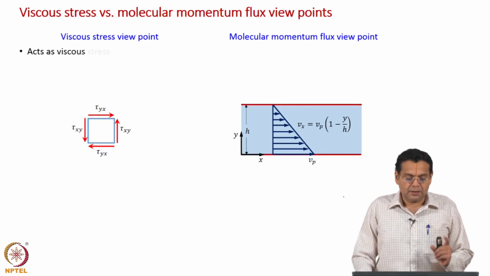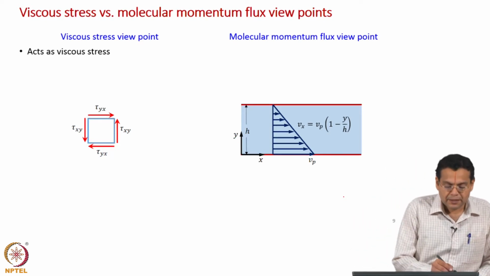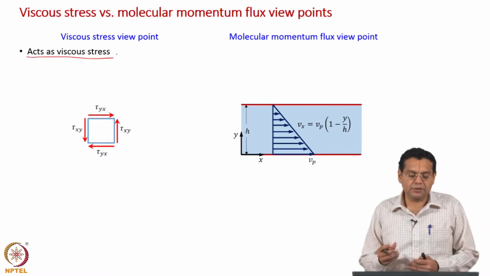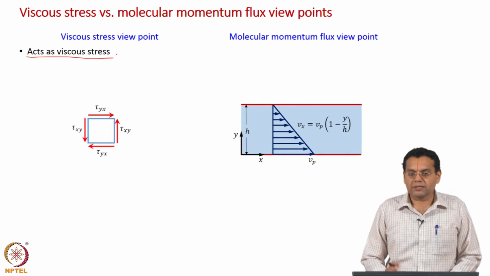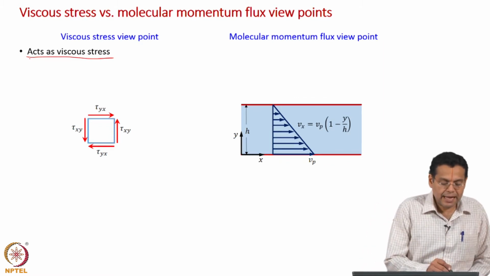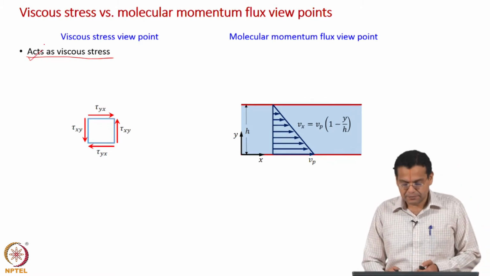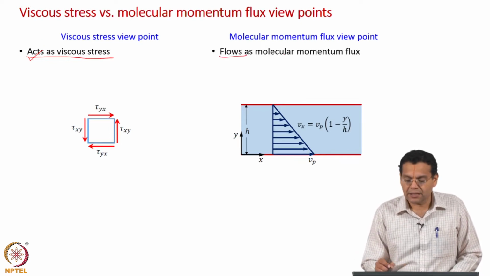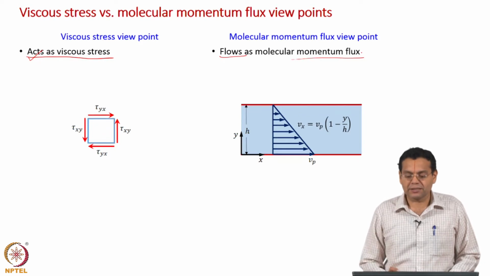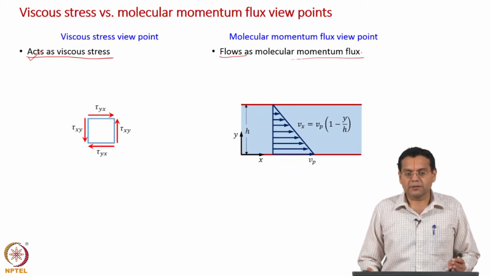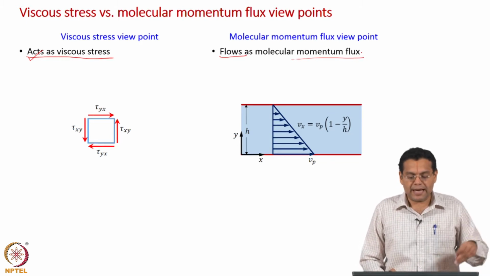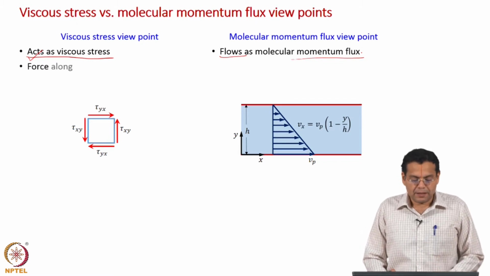Now look at the first word. Here we say it acts as viscous stress, because we view tau ix as a force, we say it is acting as a viscous stress. What is the word we should use here? Flows. It flows as molecular momentum flux. Look at the difference in interpretation. One we interpret as a force and one we interpret as a molecular momentum. One acts, one flows.